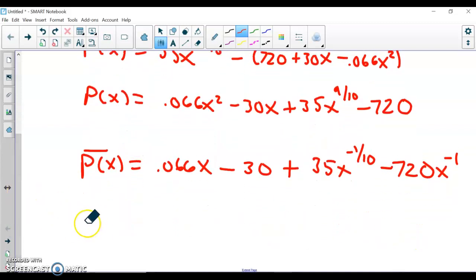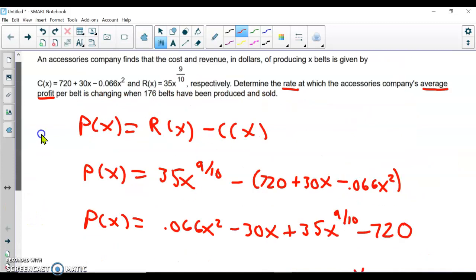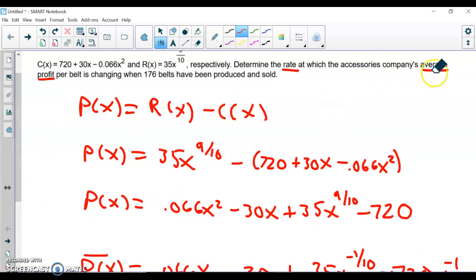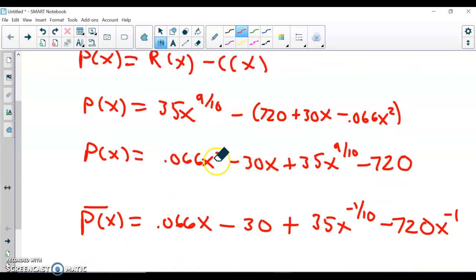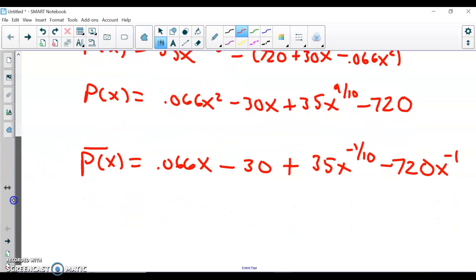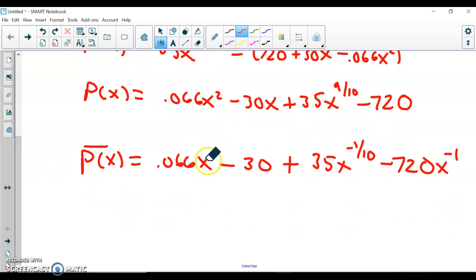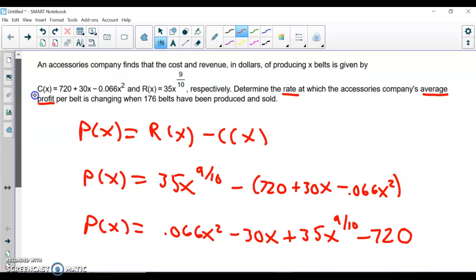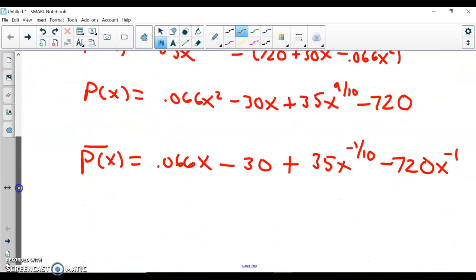Now what we need is the derivative, right? Because that's the tricky part to this stuff, is you do all that work and you maybe forget one of the steps. We had to find the average profit function. So we found the profit function, subtracted the cost from the revenue. Then we divided each term by x to get the average profit function. Now we're ready for the rate, right? The rate at which the accessories company's average profit per belt is changing. So let's notate this as a derivative.